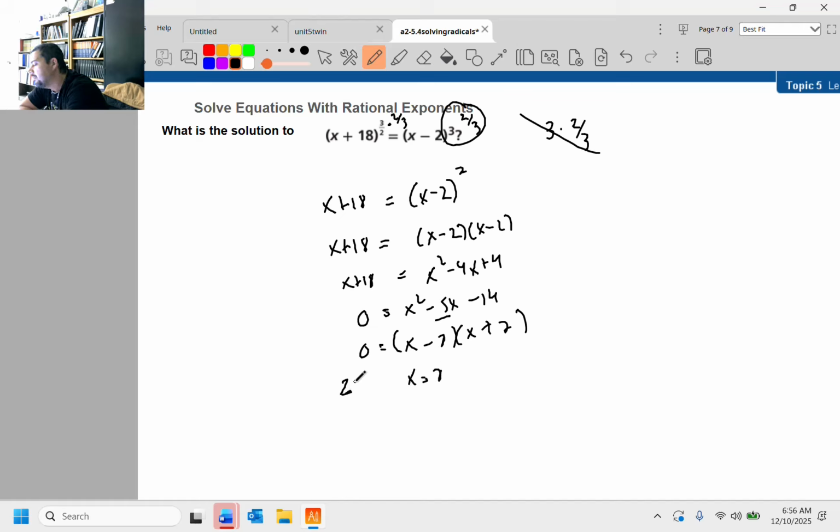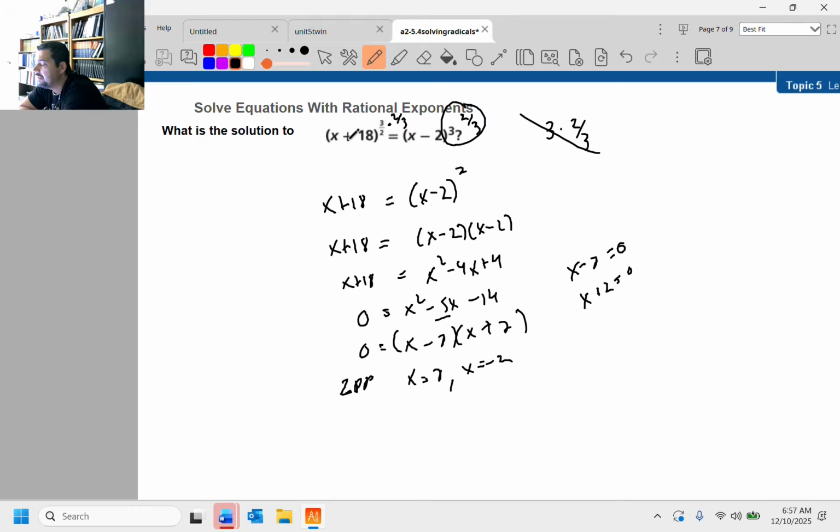By using the zero product property and imagining in my mind that x − 7 was 0 or x + 2 was 0, x is either 7 or x is −2. Do they work? Well, let's find out. I don't think, actually they might.